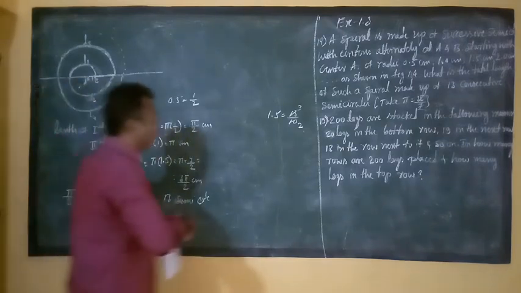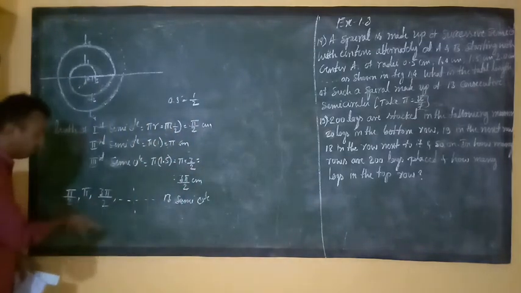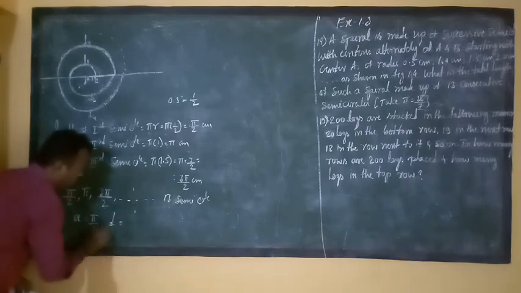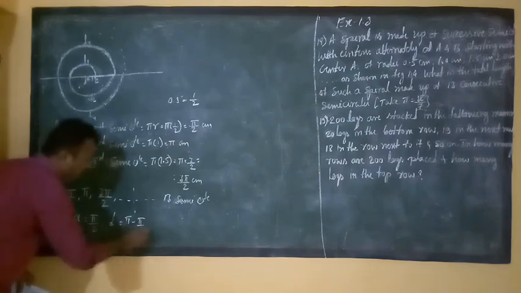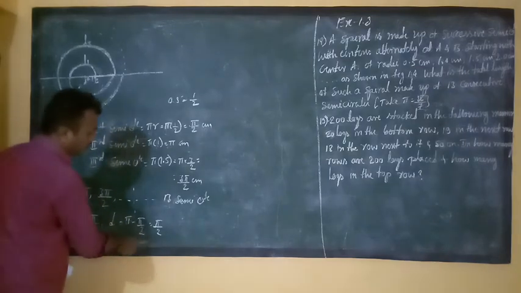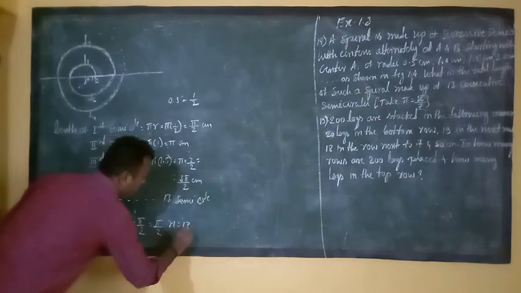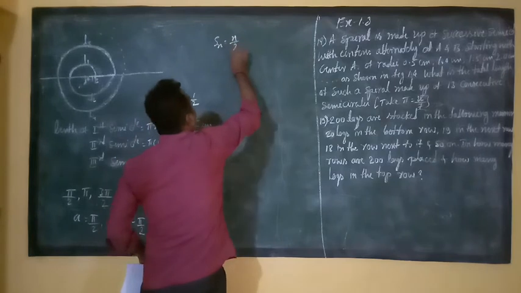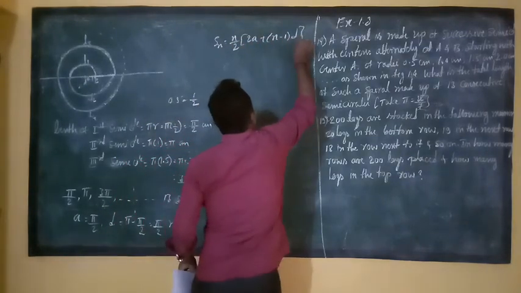So what is the sum formula? It becomes an AP. So a is equal to pi by 2 and d is equal to pi minus pi by 2, which becomes pi by 2. So therefore n is equal to 13. Correct. Now Sn is equal to n by 2 into 2a plus n minus 1 into d.